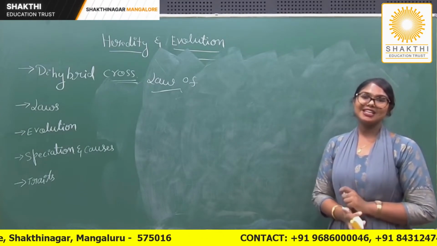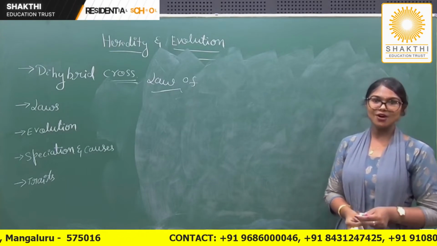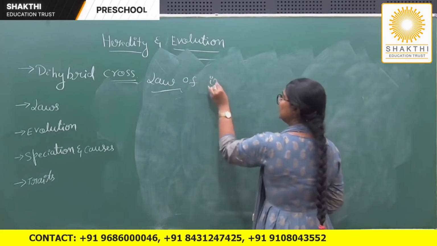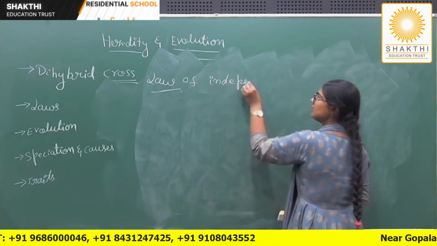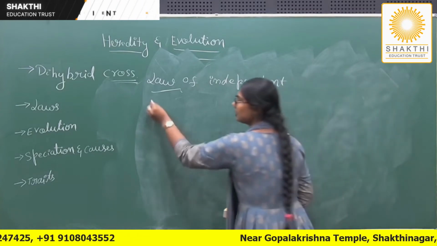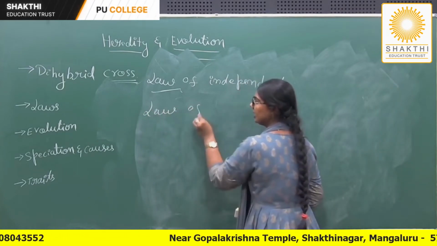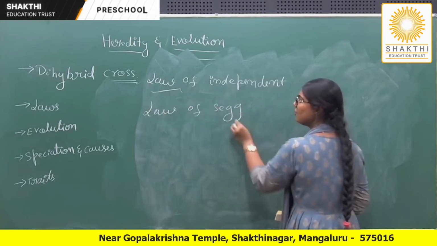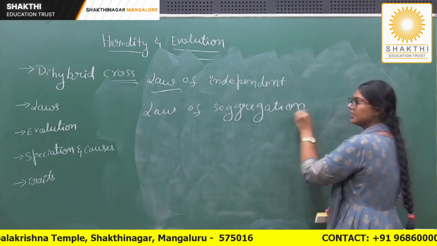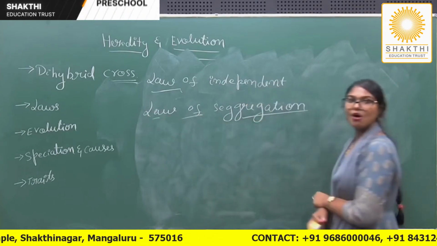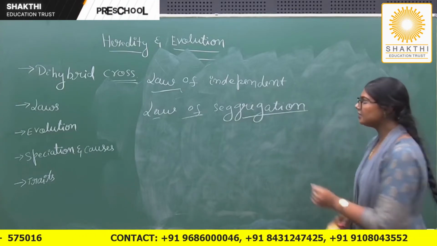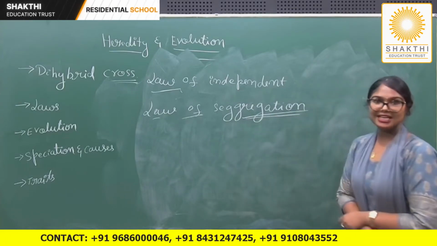Coming to the next law, that is called the law of independent assortment. And we also have the law of segregation. These laws go hand in hand, students. So we have the law of segregation and the law of independent assortment. What is it? We'll start with the process called segregation.